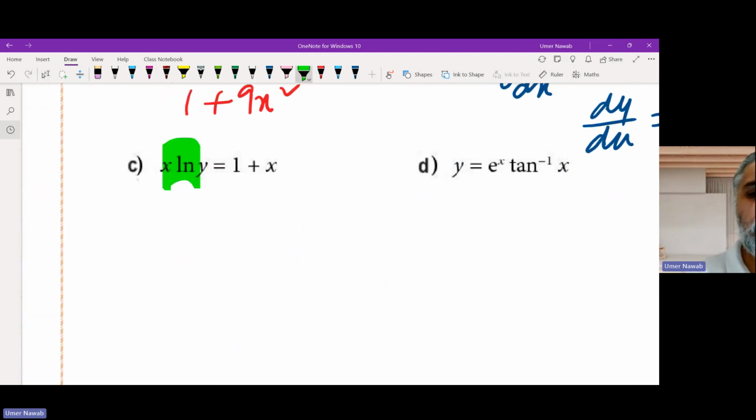Now, allow me to apply the product rule here. So this is u and this is v. x as it is, what is the derivative of ln of y?